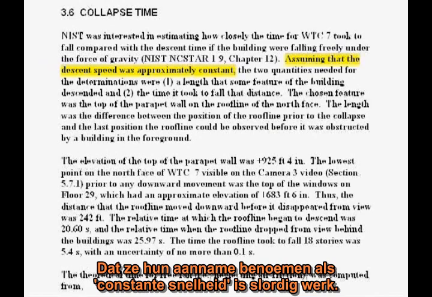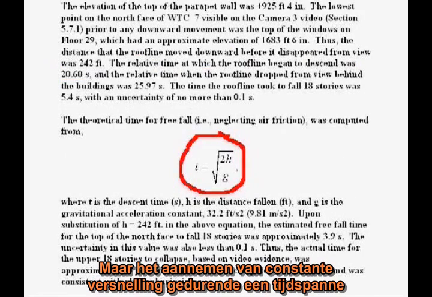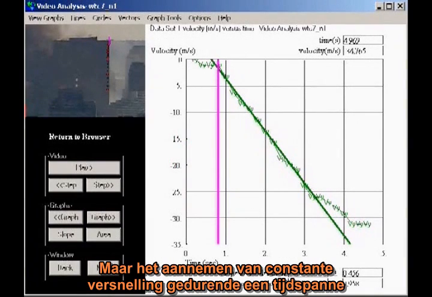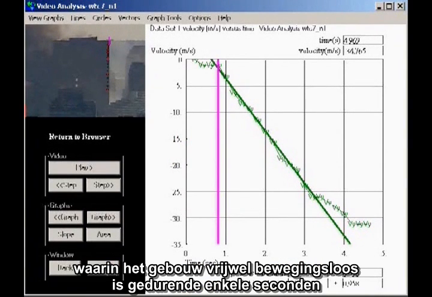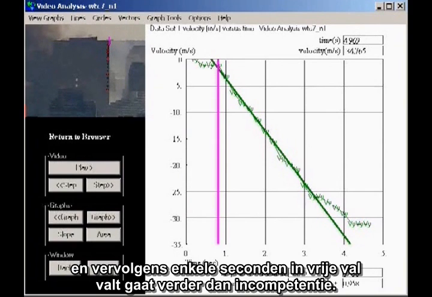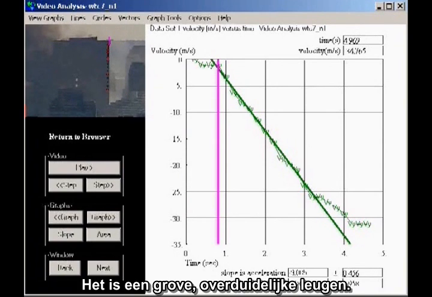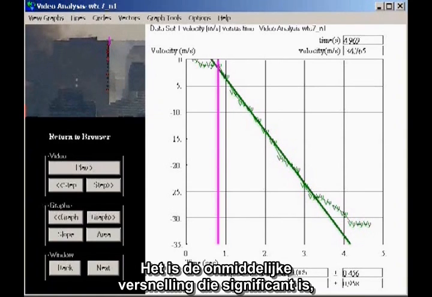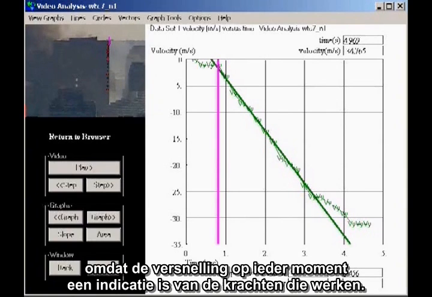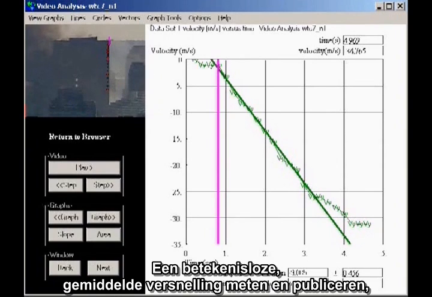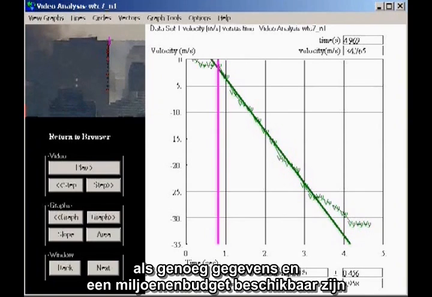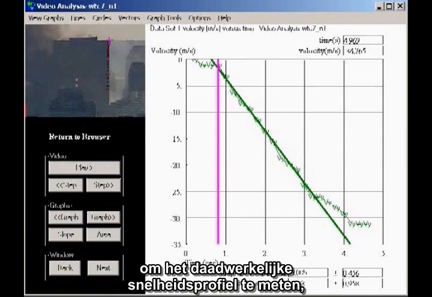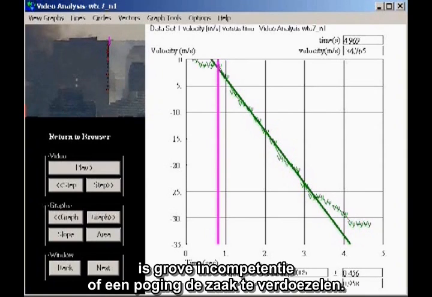Mislabeling their assumption to be constant speed indicates sloppy work, but asserting uniform acceleration for an interval where the building sits nearly motionless for several seconds, then drops for several seconds in freefall, is beyond incompetence. It is a crude, blatant lie. The average acceleration is a meaningless quantity. It is the instantaneous acceleration that is significant, because the acceleration at any moment is an indication of the forces at work. To measure and publish a meaningless average acceleration, when sufficient data and a multi-million-dollar budget are available to measure the actual velocity profile, constitutes either gross incompetence or an attempt to obfuscate the issue.